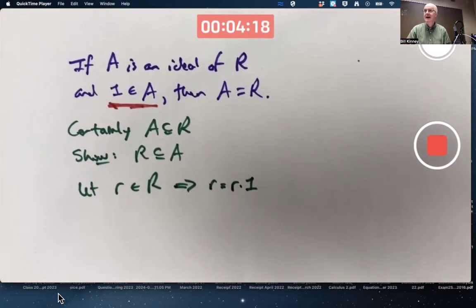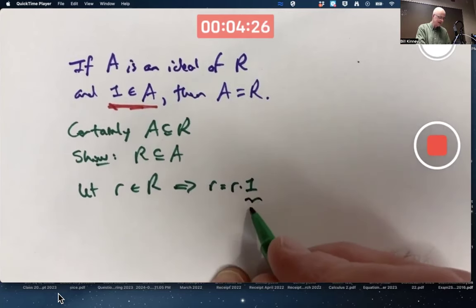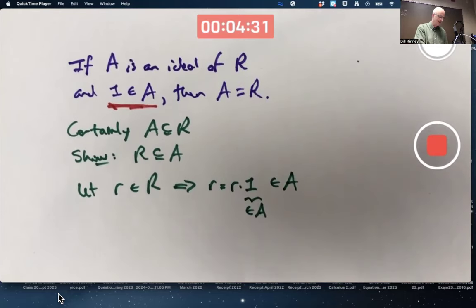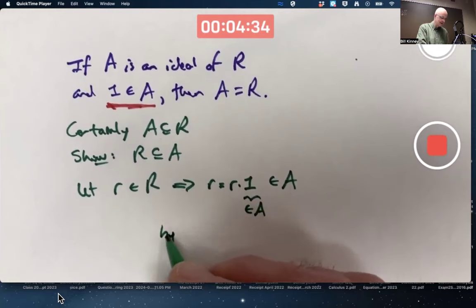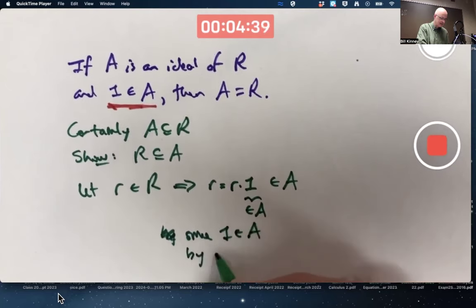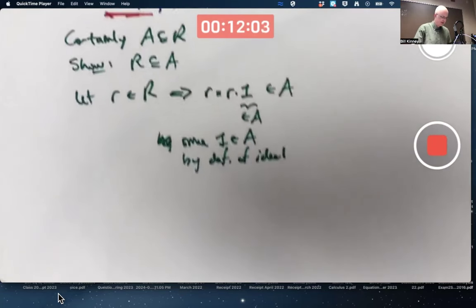And then, again, the ideal, by definition, is superclosed. Arbitrary ring element times an element of the ideal, by definition of an ideal, is in the ideal. So it's essentially in A since 1 is in the ideal, by definition of ideal. This is a pretty useful result, actually. Anytime you know the unity is in the ideal, the ideal has to be all of R. It's pretty useful.